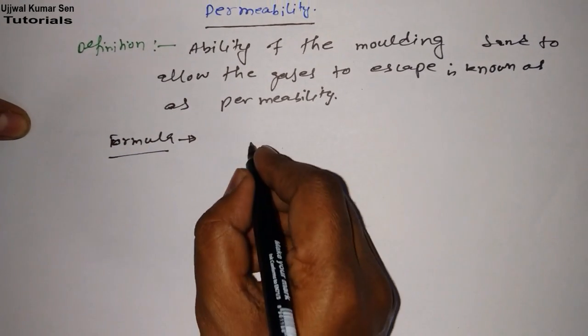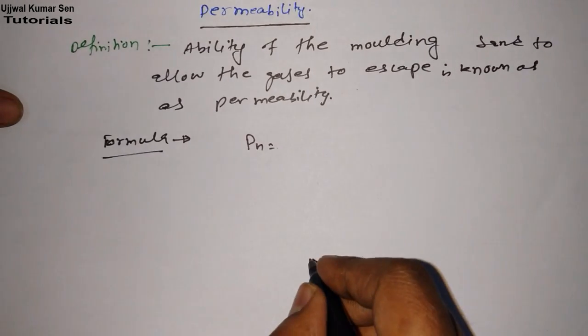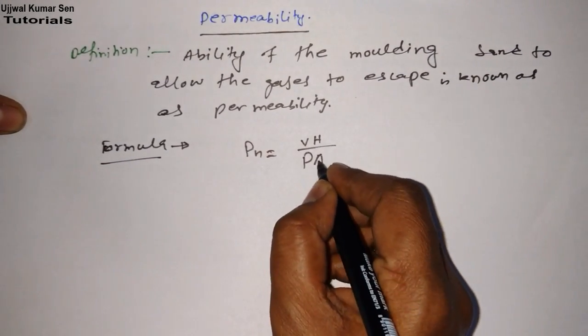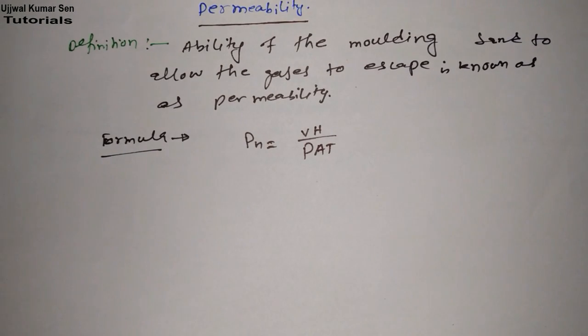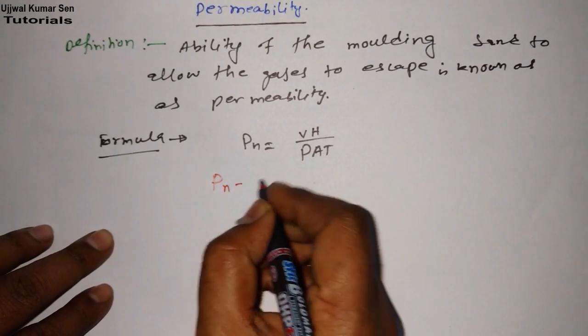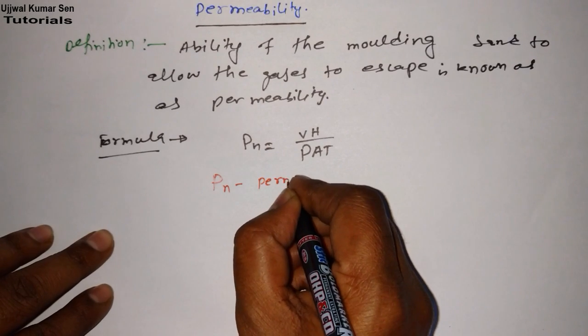So here is the formula for finding out the permeability number. Pn is equal to V h by P a t, and probably you don't know what V, H, P, A, and T are. If you come to know, then you will understand what this is. So let me make you understand what Pn is. One by one we will understand, right? Pn means permeability number.